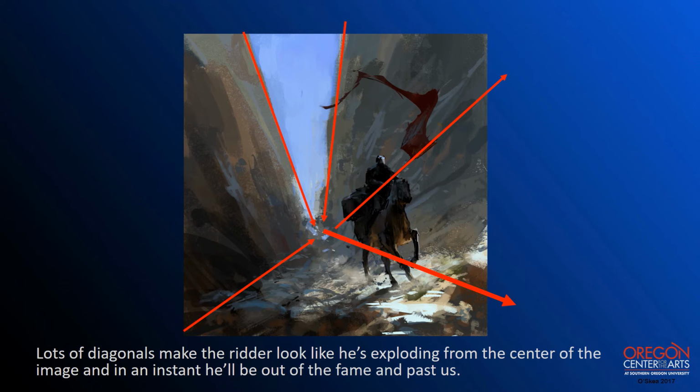And we've got this writer coming out of the gap, this great little bit of negative space, this blade of sky coming down, and all these diagonals. And this guy is going to be past us in a second. We're going to blink our eye, and the writer will have blown past us in this real kind of explosive composition.